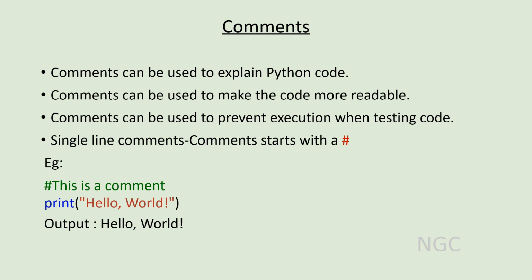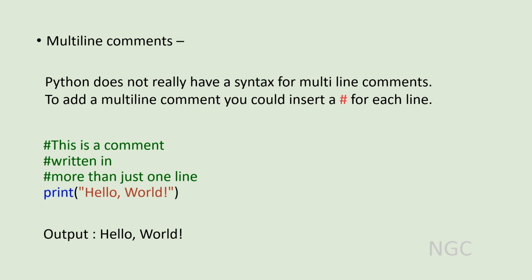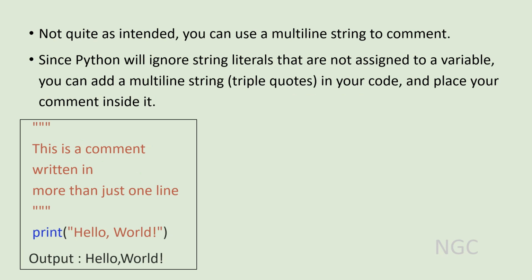And moving on to the multi-line comments. For multi-line comments, we can place hash at the beginning of the multiple lines. So we really don't have any particular syntax for multi-line comments, but multi-line comments can be achieved through two different ways. One of the ways is to just place the hash before each line. So these three lines would not be executed and the output is just hello world here. And so we use a multi-line string unassigned to a variable as a multi-line comment.